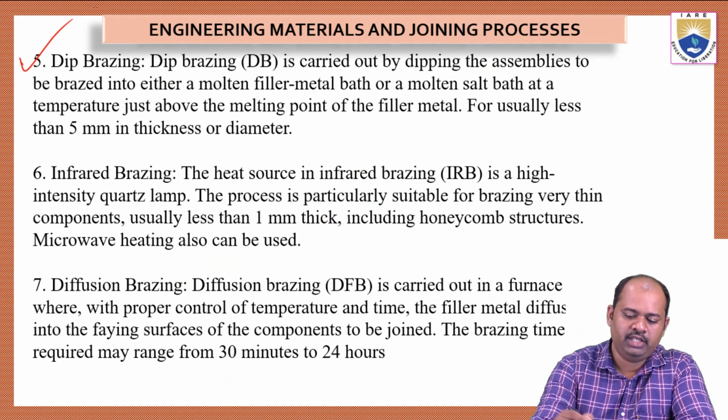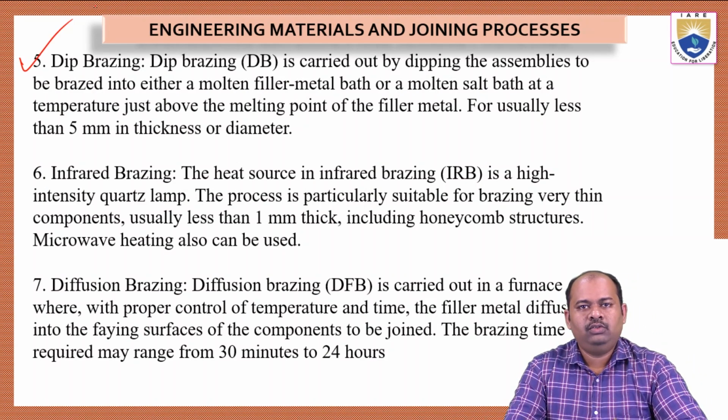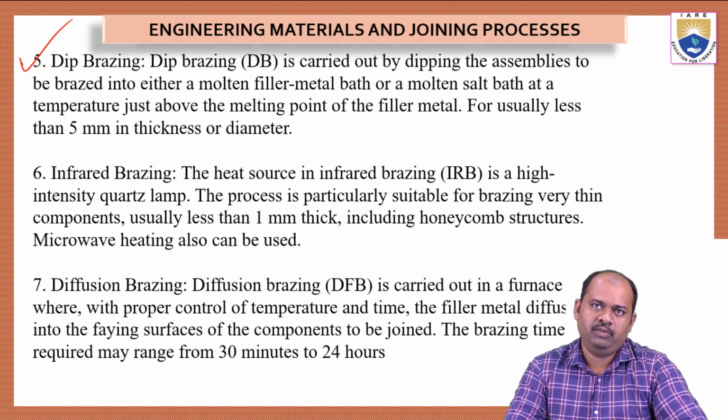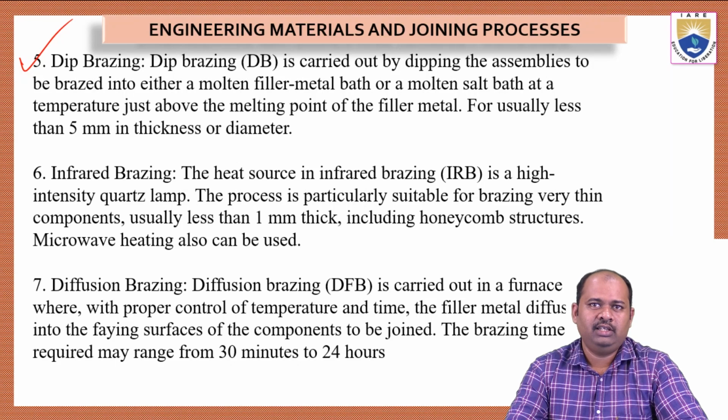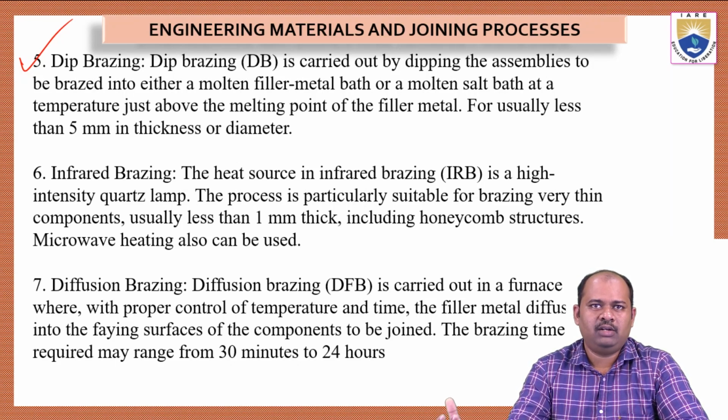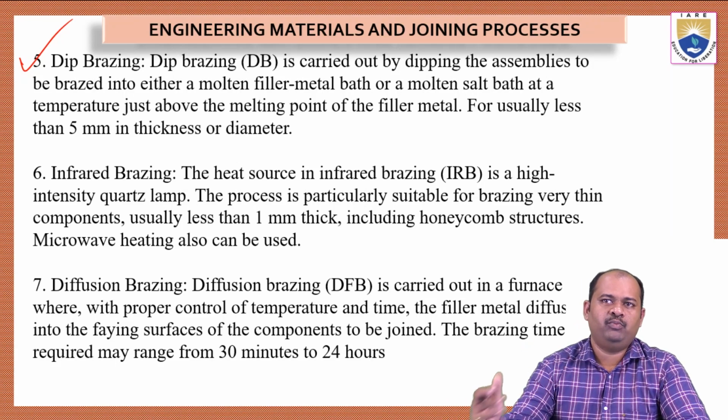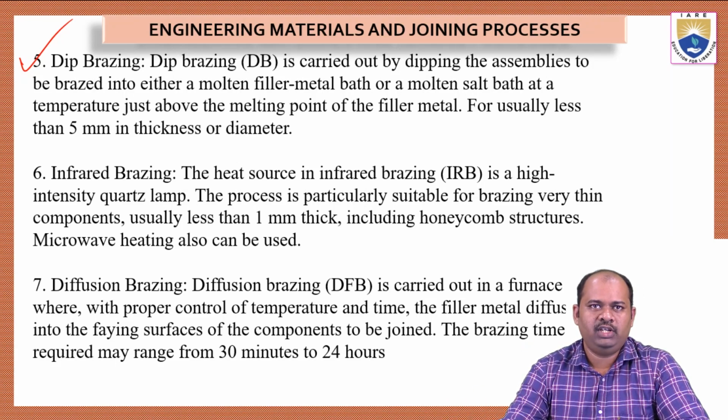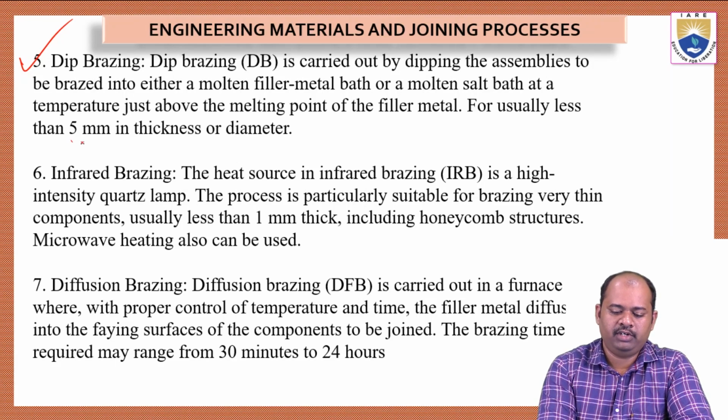And then we have dip brazing. Let us see what dip brazing is. Dip brazing is carried out by dipping the assembly to be brazed into either a molten filler metal bath or a molten salt bath at a temperature just above the melting point of the filler metal, usually for less than 5 mm thickness in diameter.